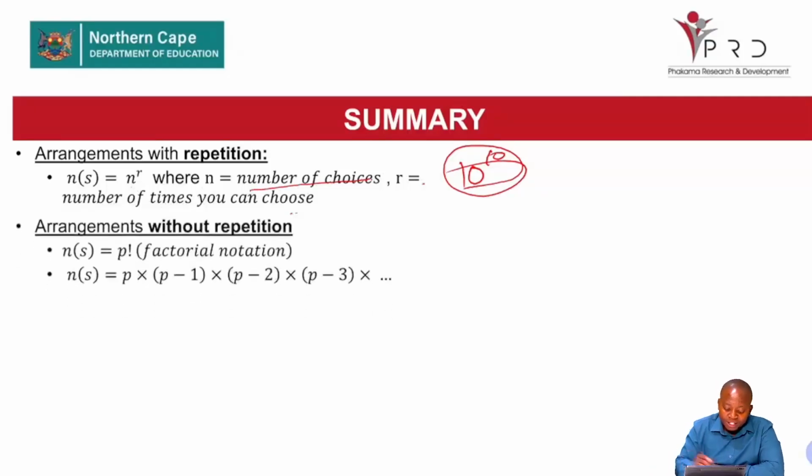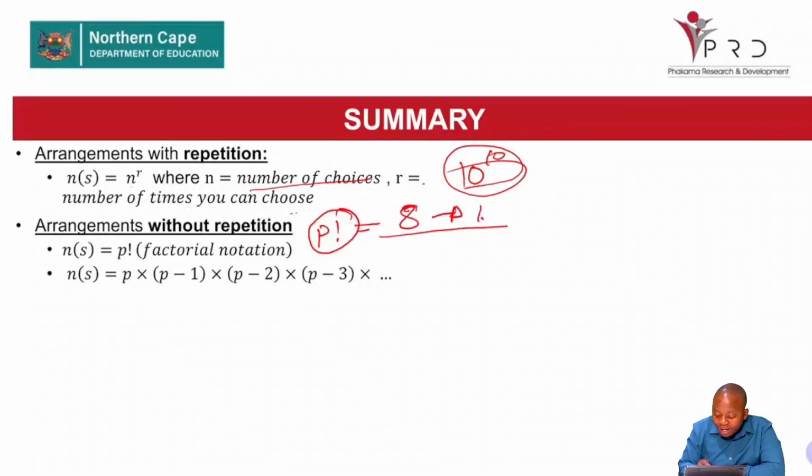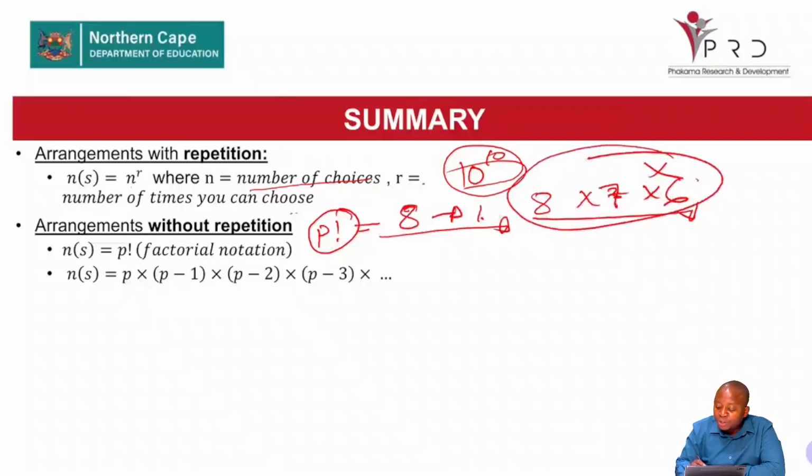Without repetition, we talk about factorial, and we only apply factorial, remember, if a number goes from maybe 8 straight to 1. If it doesn't get to 1, maybe it's 8 times 7 times 6 and it ends there, this is not a factorial. It is a factorial only if the number goes to 1. So it's 8, 7, 6, 5, 4, 3, 2, 1, which gives us 8 factorial.